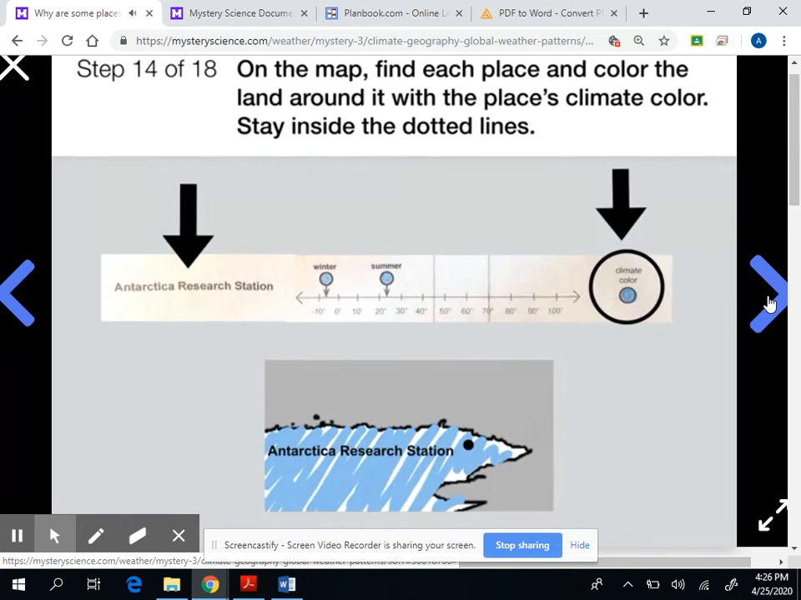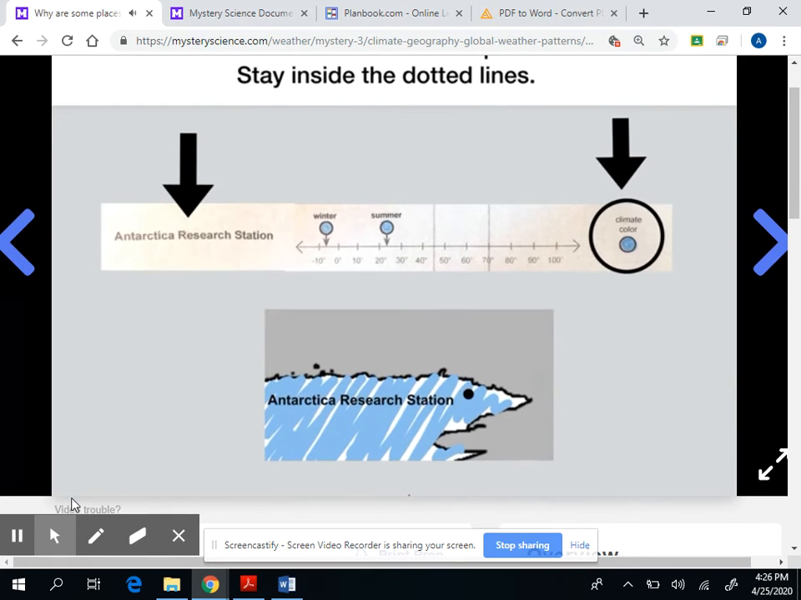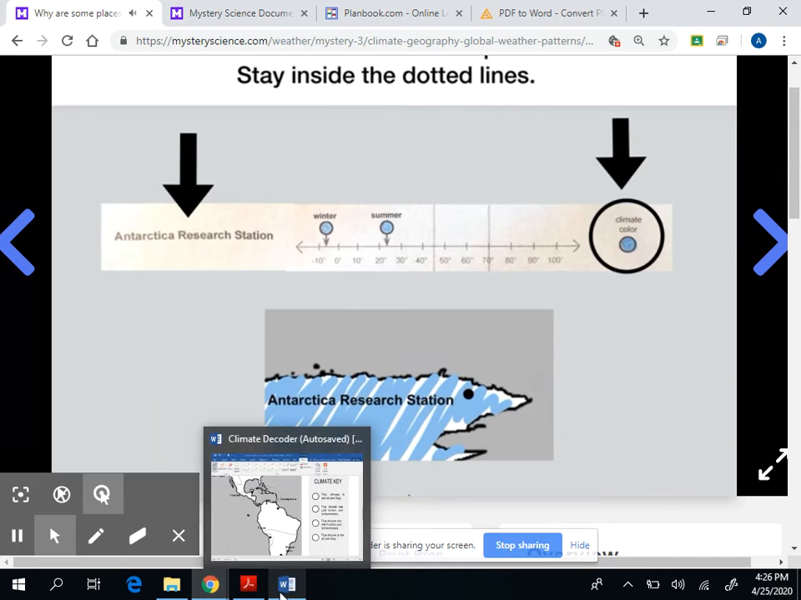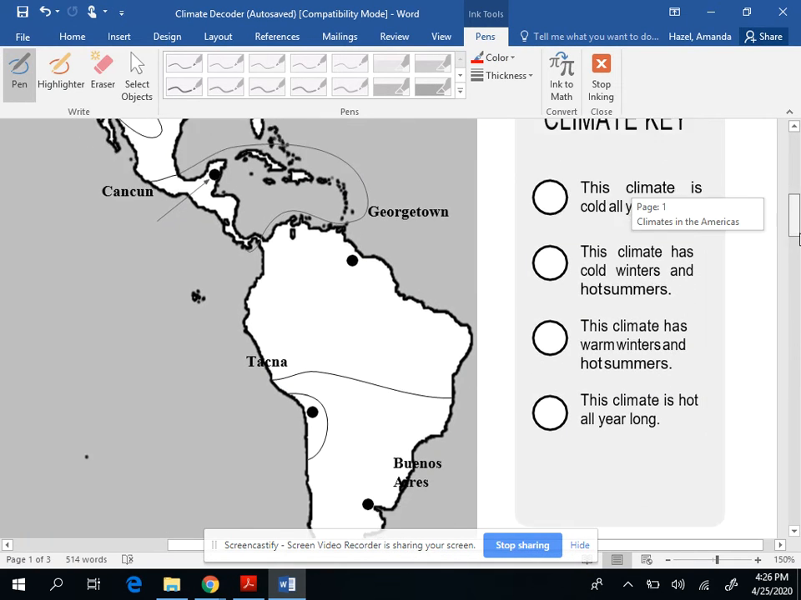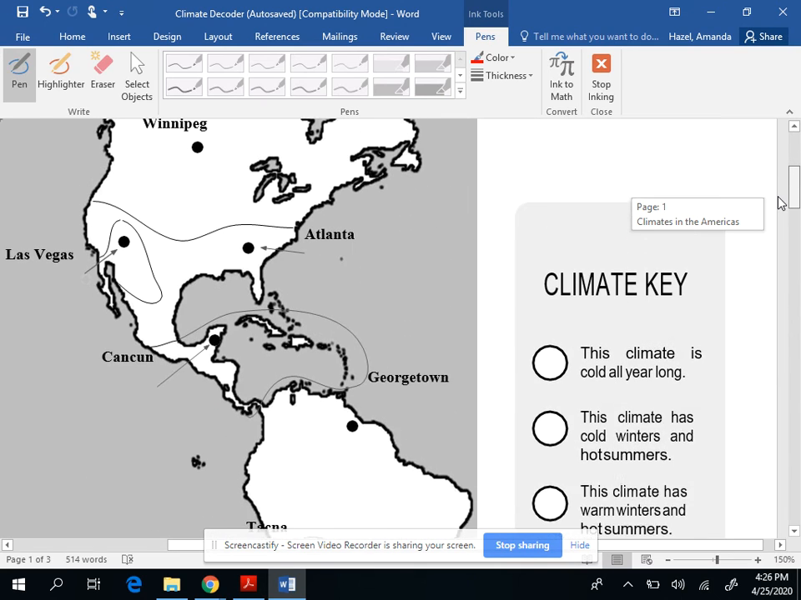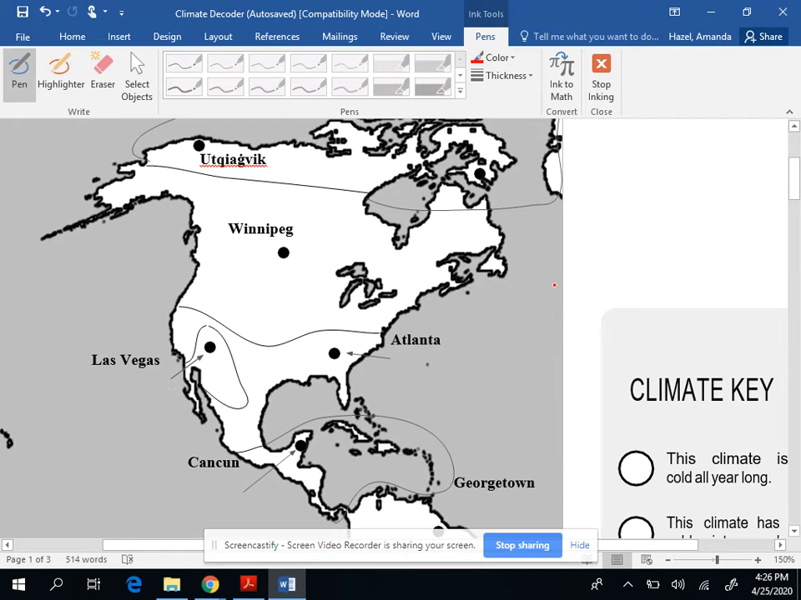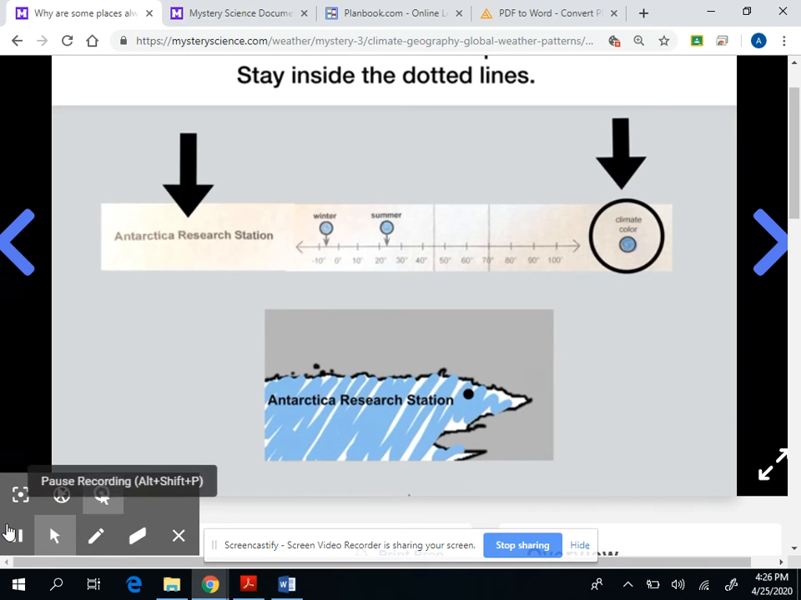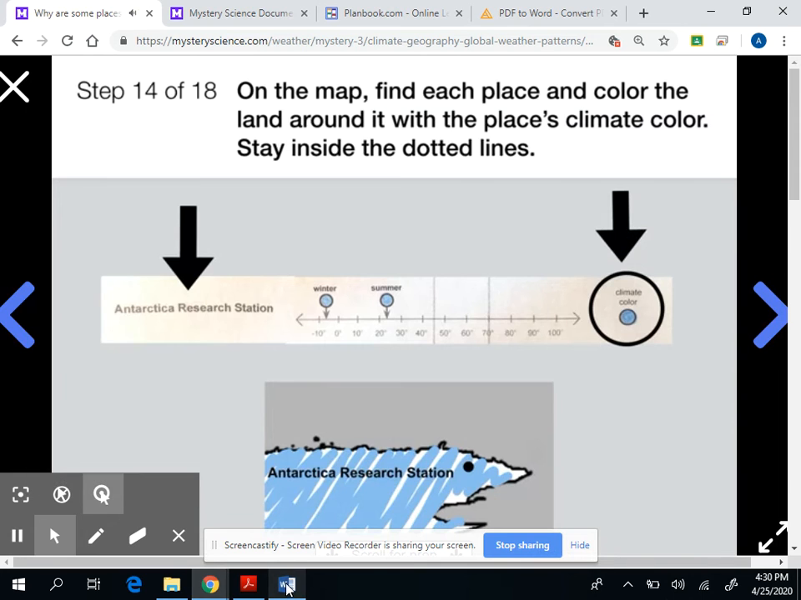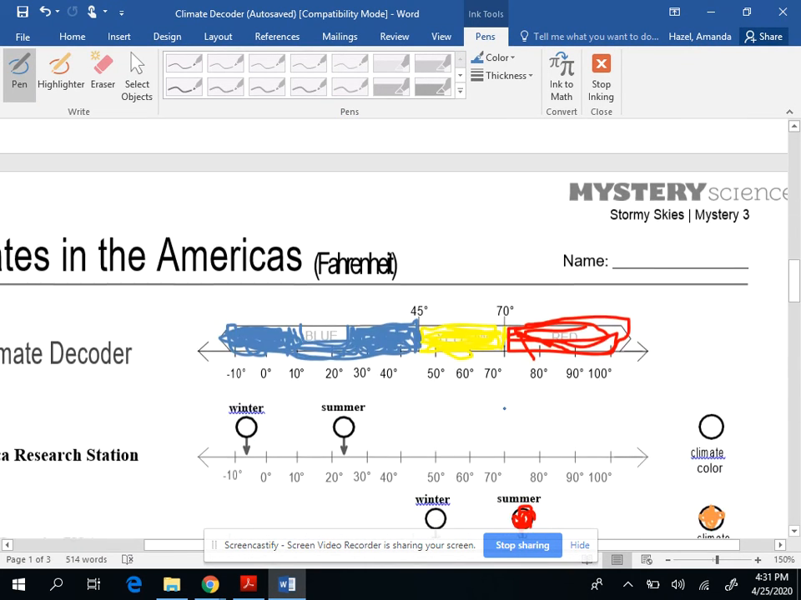On the map, find each place and color the land around it with the place's climate color. Stay inside the dotted lines. Okay, so now we want to match up what we learned here so that it matches our map. We're going to try our best. All right, so I colored in all the places based off of what we did down here.